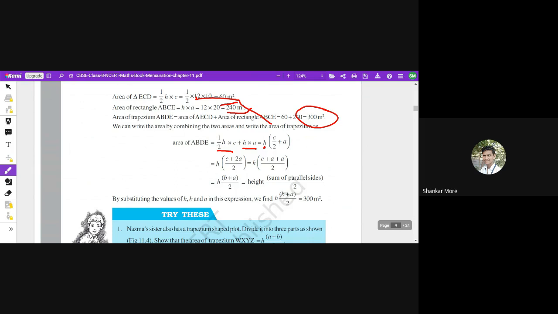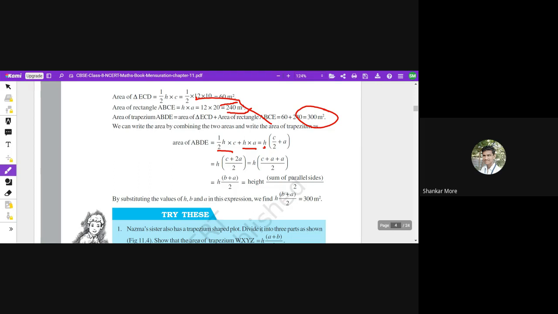The formula for the area of a trapezium that we got is height into sum of parallel sides divided by 2. By substituting the values of h, b and a in this expression, we again get the same answer as 300 meter square.